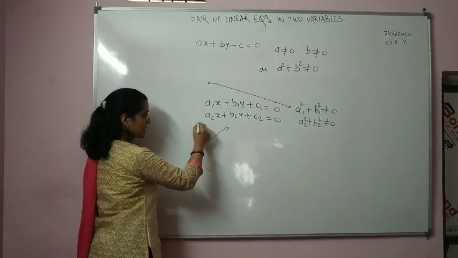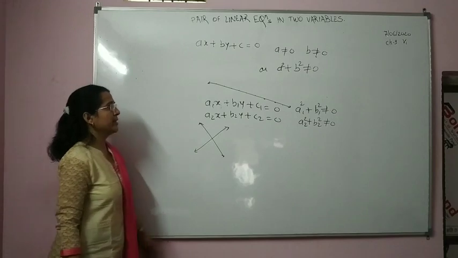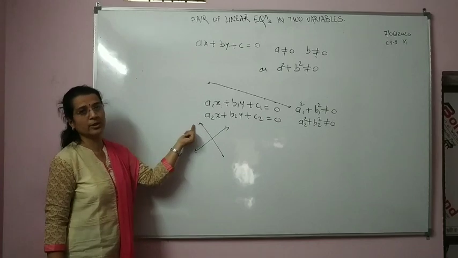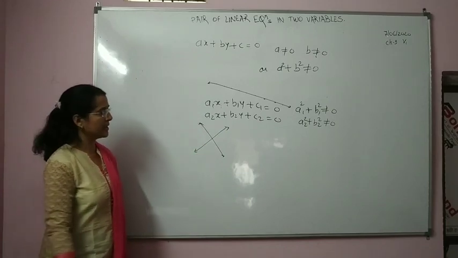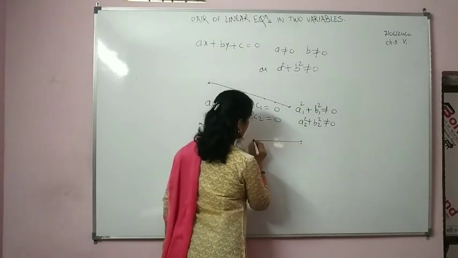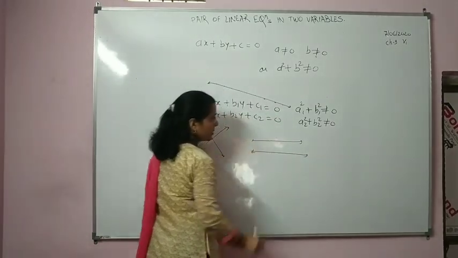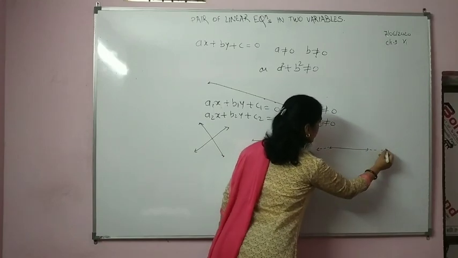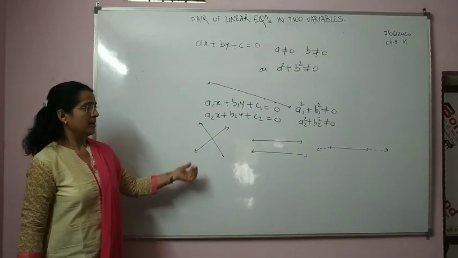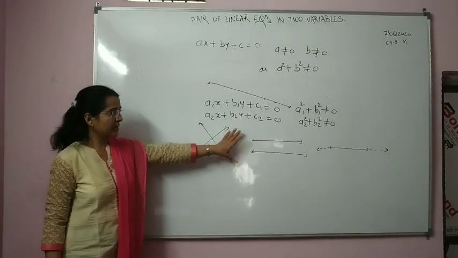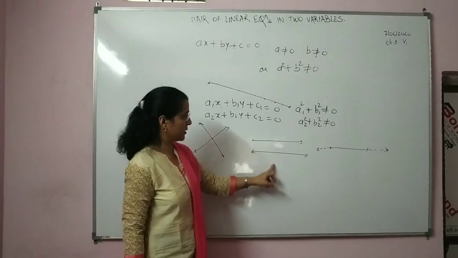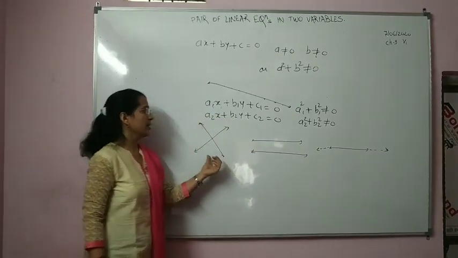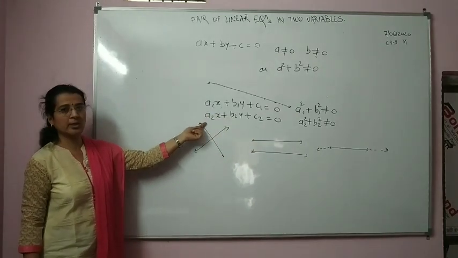Either you can draw intersecting lines. It means in a plane, if you draw the lines which represent both the equations, then either you will get intersecting lines, or parallel lines, or coincident lines. Coincident lines are what? One line falls on the other line. Parallel lines mean that the two lines will not intersect each other. So only these are the conditions which you can see if you draw a pair of equations in two variables.